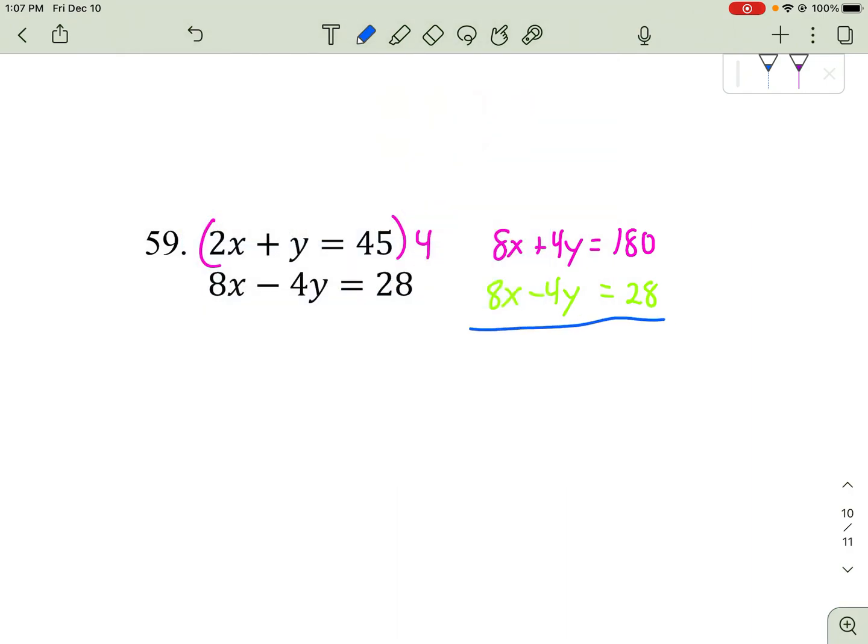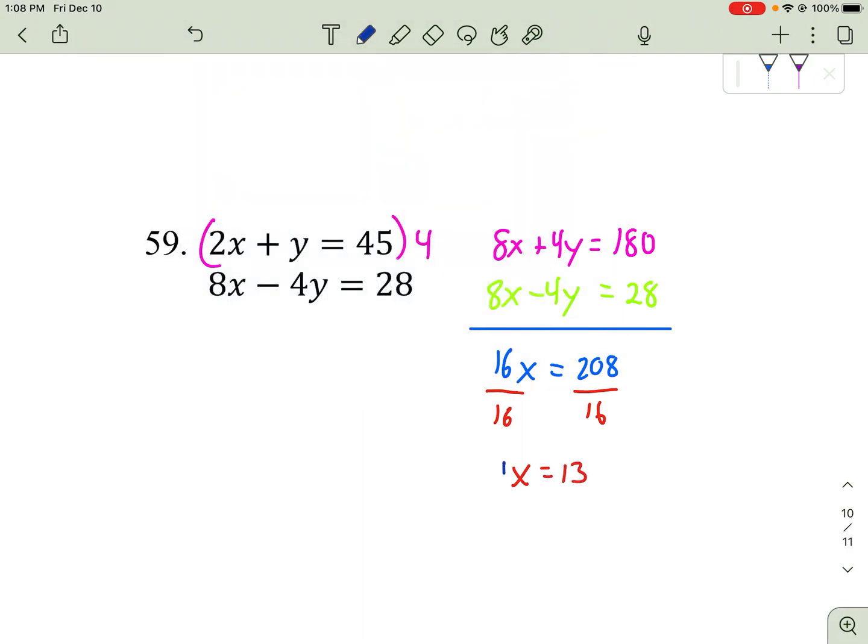That's going to get me, when I combine these, 16x equals 208. And then divide both sides by 16 here. Divide by 16, divide by 16. And 208 divided by 16, of course you can use a calculator for that. And 208 divided by 16 is 13. So you get x equals 13.